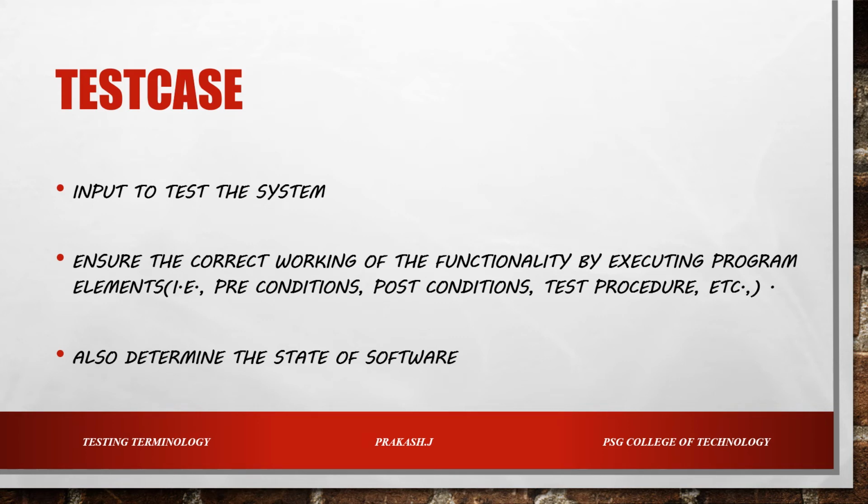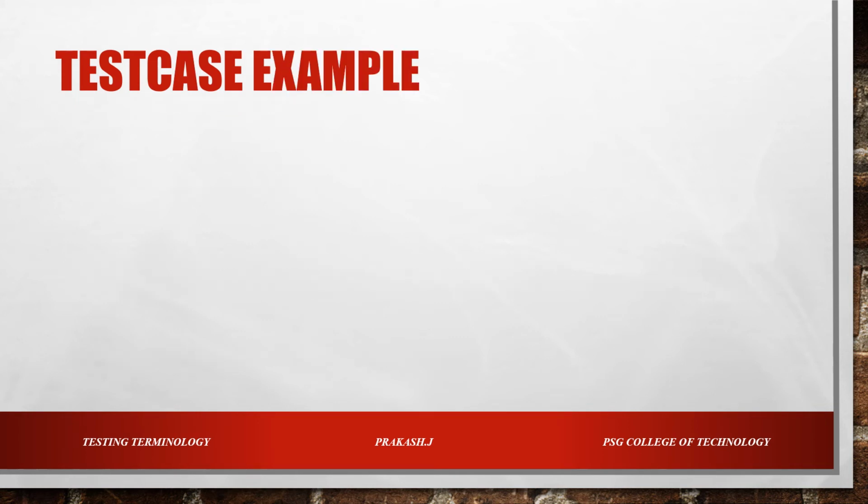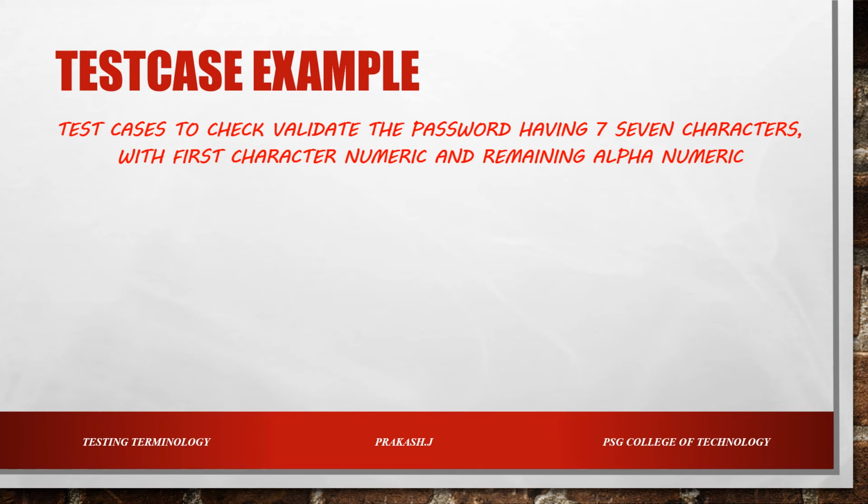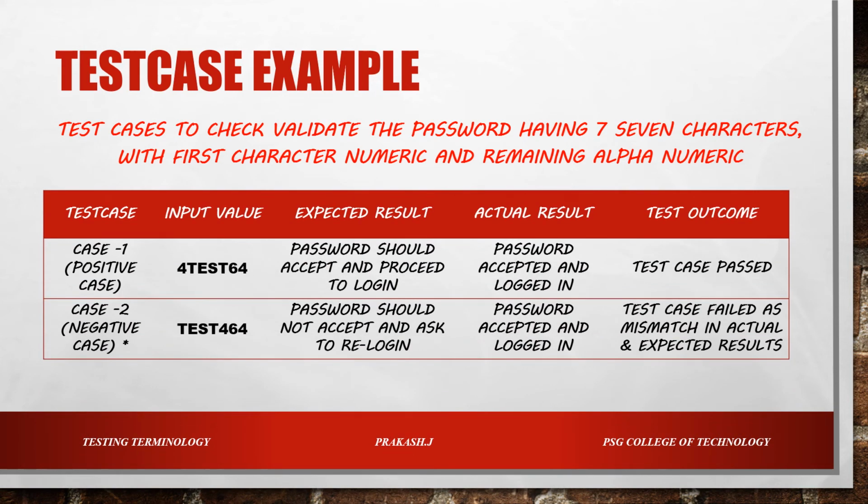Let us look at an example of how to write a test case. Assume that we want to write a test case to check and validate a password having 7 characters, with the first character to be numeric and the remaining characters to be alphanumeric. A table has been made with the columns: test case, input value that you give, the expected result for that particular input value, the actual result, and the test outcome.